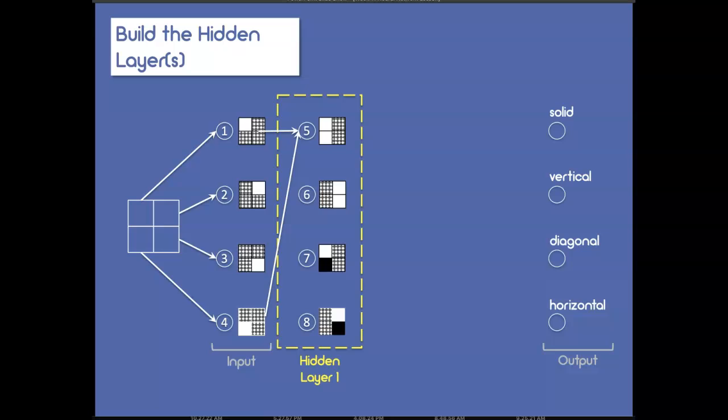Similarly, we can connect the outputs of neurons number 2 and 3 as inputs into neuron 6 to build the pattern it needs to be activated.